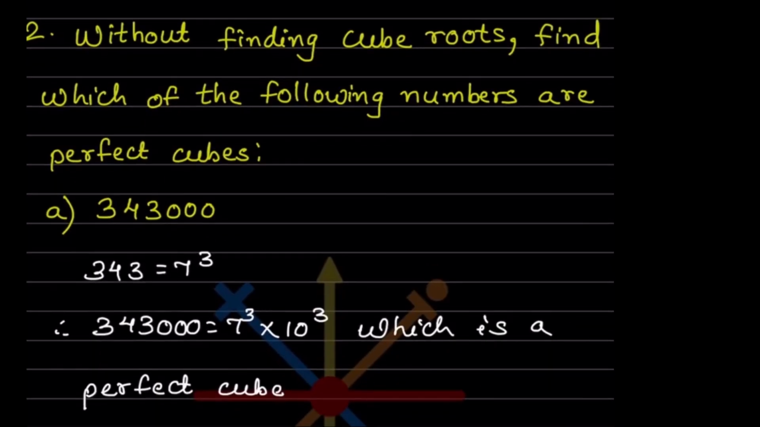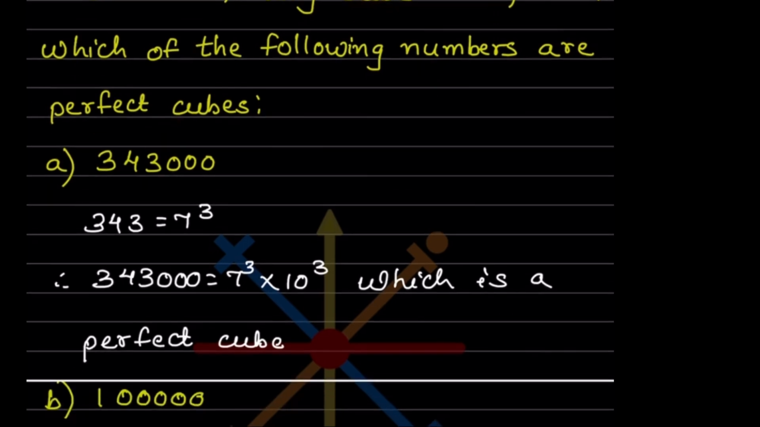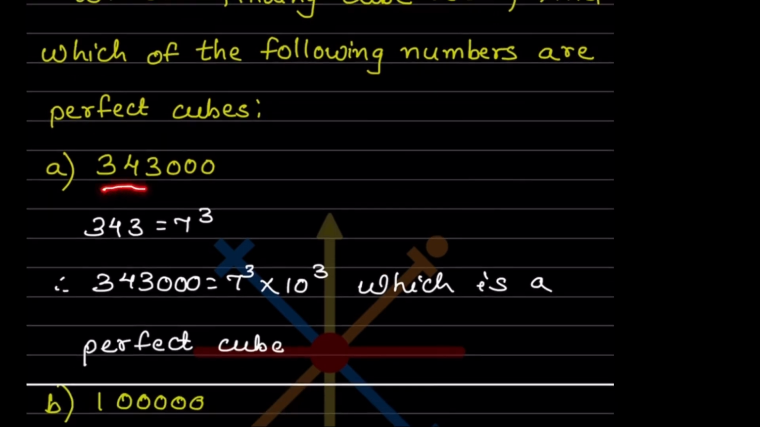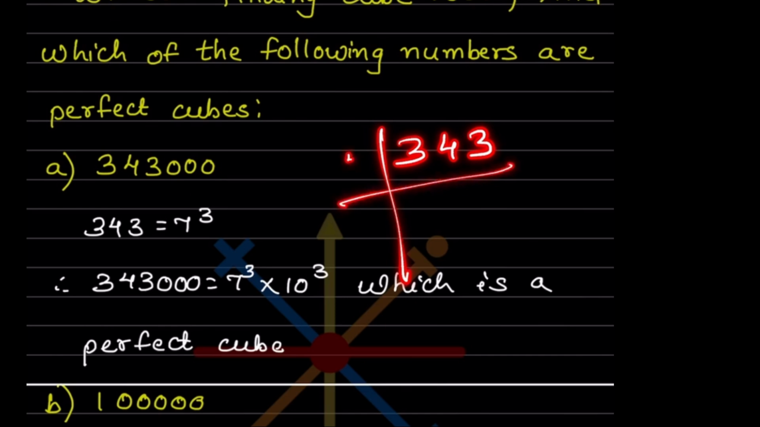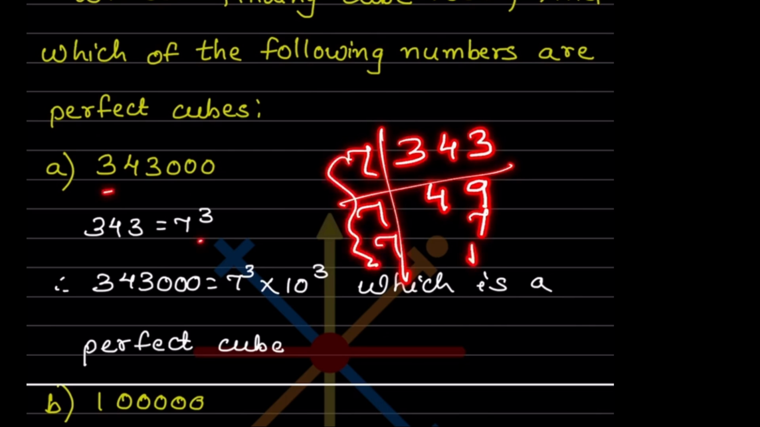So now, without finding the cube roots, find which of the following are perfect cubes. So now what will you do here? We have here 6 digits. So now we will concentrate on this number first. So this is a perfect cube of what? 7 cubed. If you don't know, you can check with the help of prime factorization. 7 4s are 28, 7 7s are 49, and 7 1s are 7. So 3 times 7, that is going to be 343.